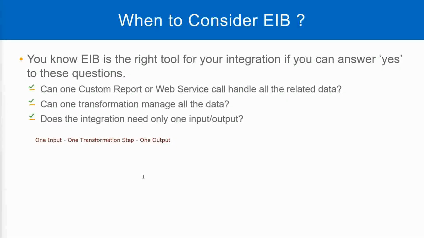Sometimes what happens? We need to be able to send the data to multiple different systems, multiple different applications. In that case, EIB is not the best approach, okay? Again, if you want to use multiple transformation steps, you want to transform it to one format and then from that format you transform it to something else. In that situation also, EIB is not the right tool to use. And if you are getting the data from multiple sources, then definitely EIB cannot be used.